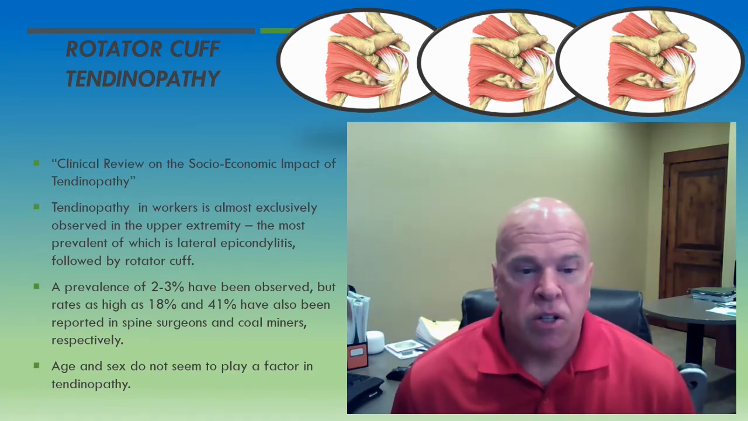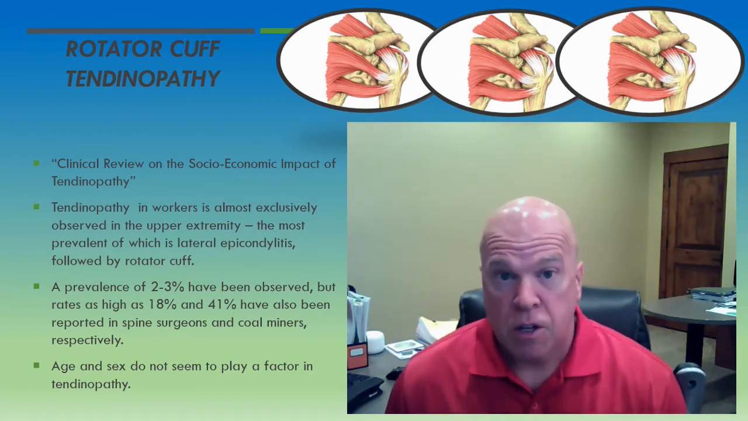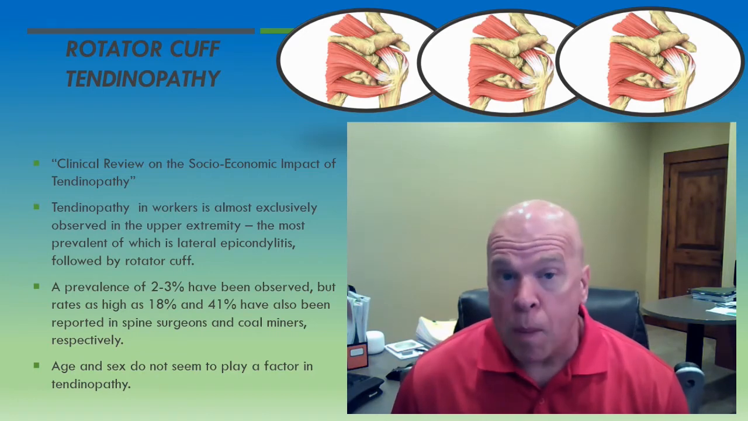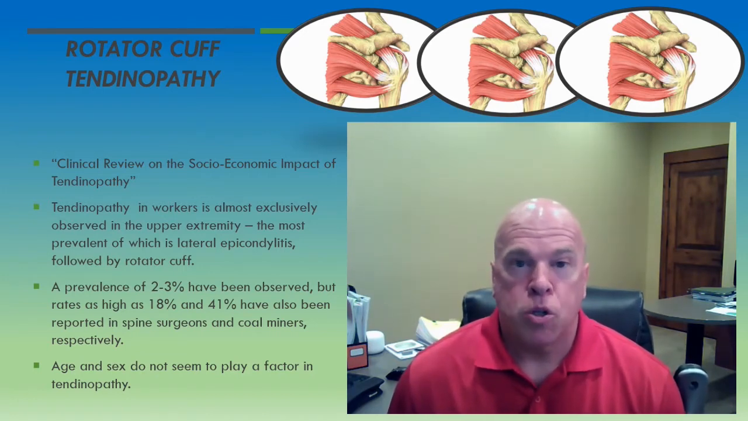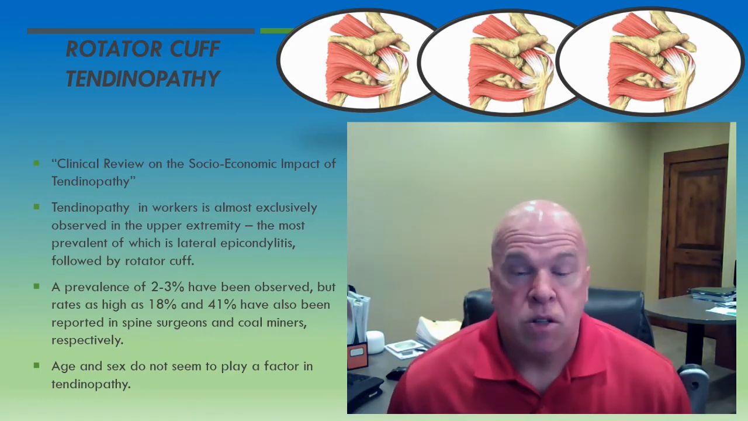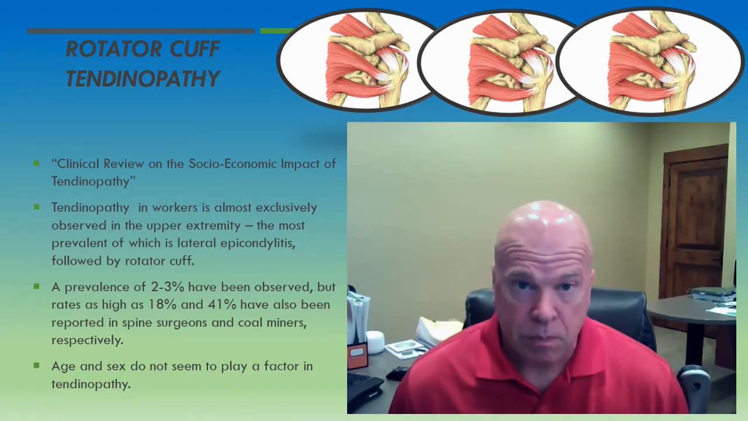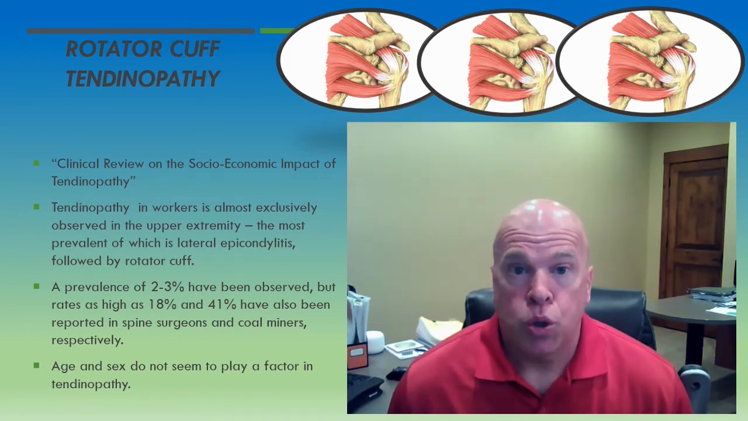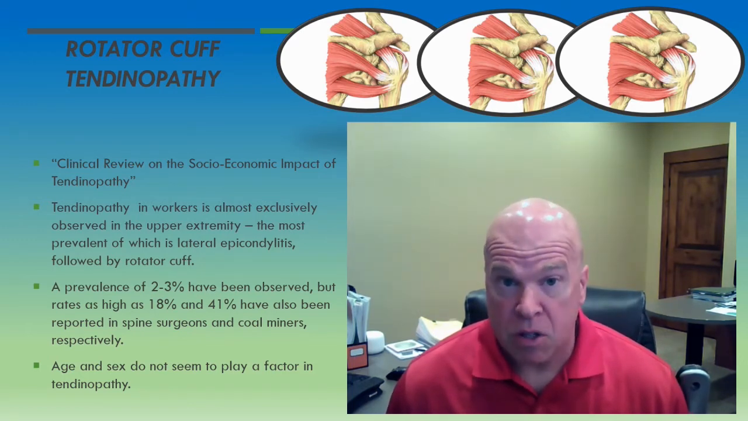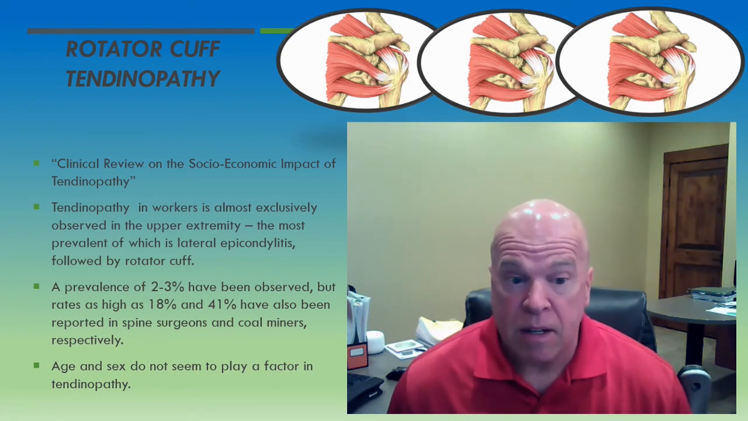They tell us that a prevalence of 2 to 3% has been observed when generalizing statistics over all populations of workers, but for specific workers such as spine surgeons and coal miners, prevalence rates as high as 18% and 41% respectively have been described. So the prevalence of tendinopathies in the industrial setting, and specifically rotator cuff tendinopathies, is largely based on the type of activity being engaged in, and that makes sense.